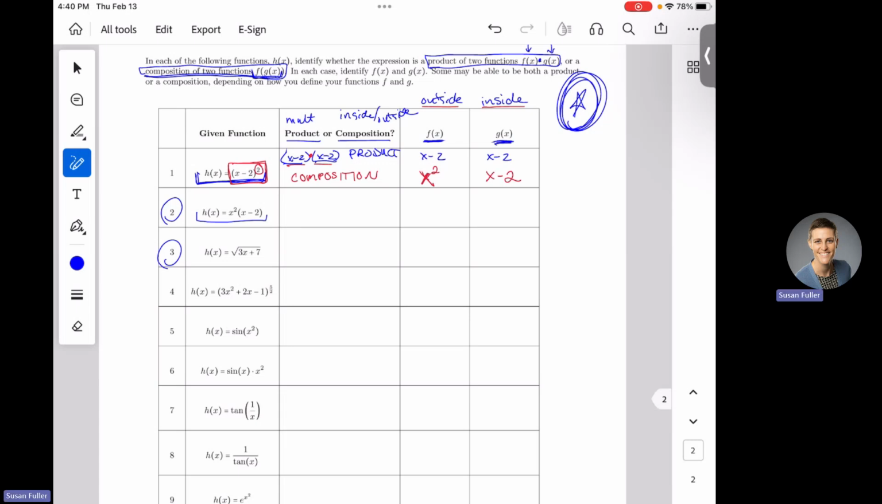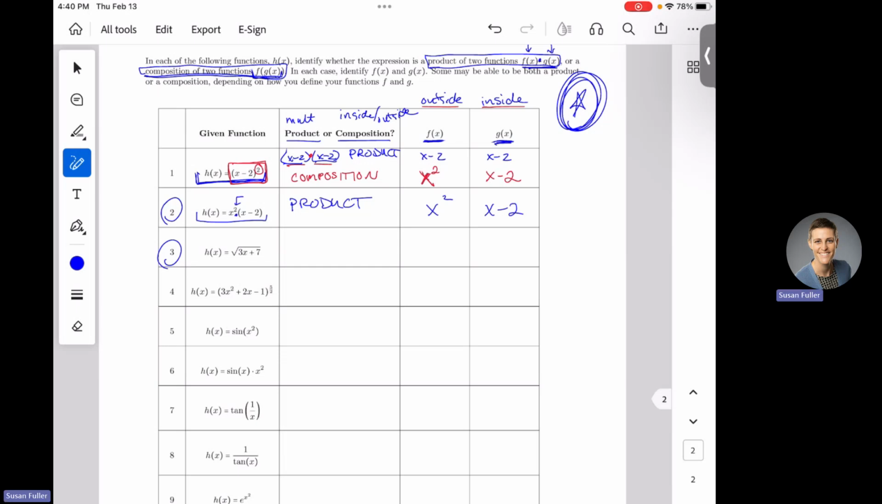Well, there's multiplication right here. So we can definitely look at this as a product. So I'm going to say that this is a product because I have multiplication between two things with variables in it. In that case, if this is a product, again, f will be my first one, g will be my second one. So in that case, my f of x will be x squared, and my g of x would be x minus 2.